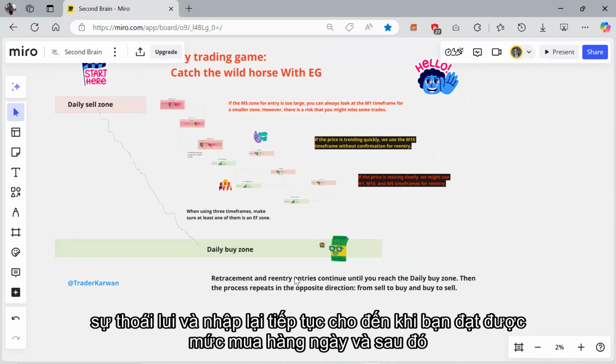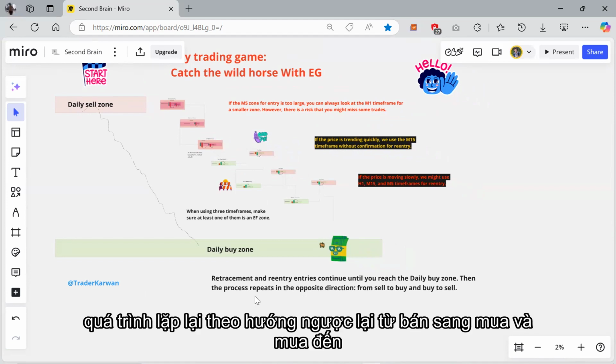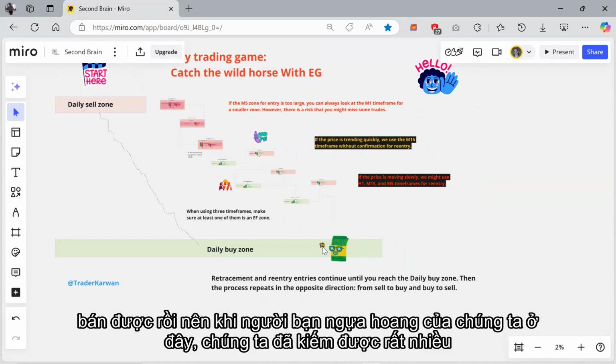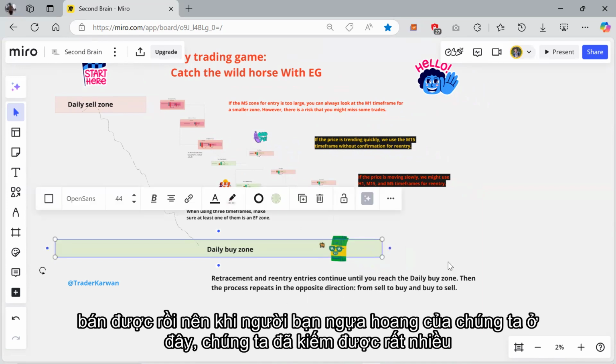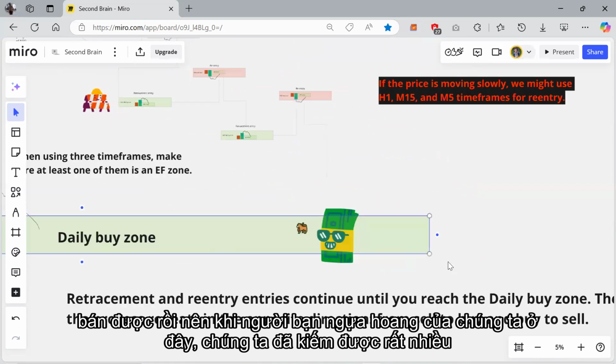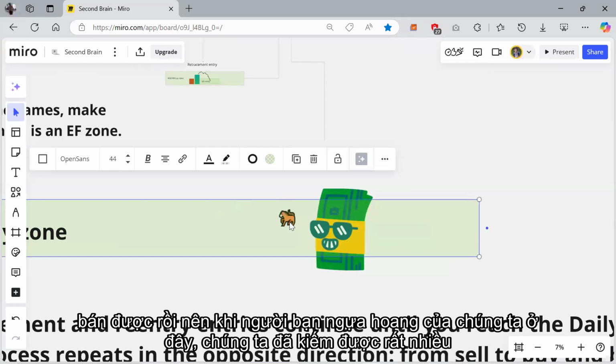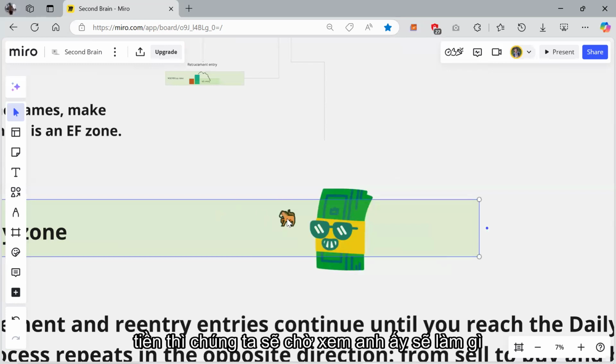So retracement and re-entries continue until you reach the daily buys, and then the process repeats in the opposite direction, from sell to buy and buy to sell. Okay, so when our wild horse friend is here, we have made a lot of money, then we are going to wait and to see what he will do.